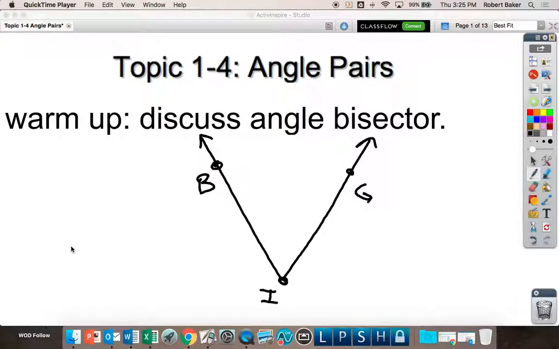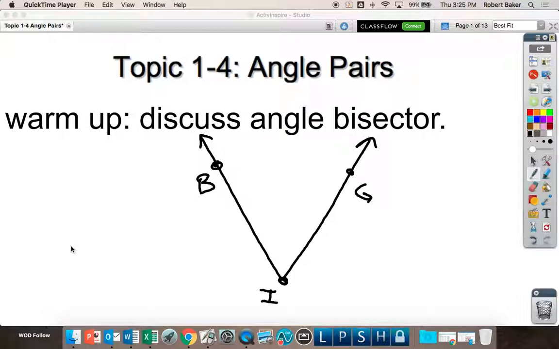So here is one angle. What does a midpoint do? It tells us that each side is equal to each other. So it cuts a line in half. A midpoint cuts a line in half.